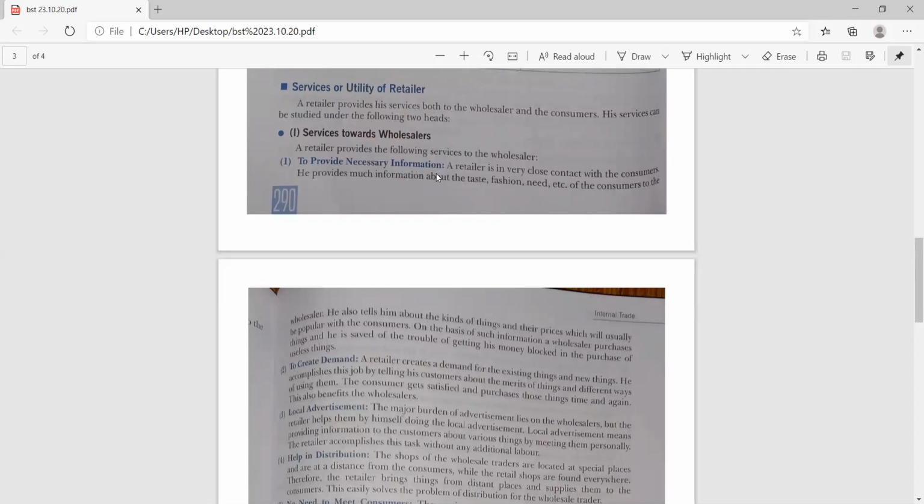No doubt the retailer is always very close to the customer. The retailer knows what the customer wants. So what can he do? He can provide all the necessary information related to the customer to the wholesaler. Like you 3 people are sitting over here in the class. Suppose you first one, wholesaler, you are retailer, you are customer.